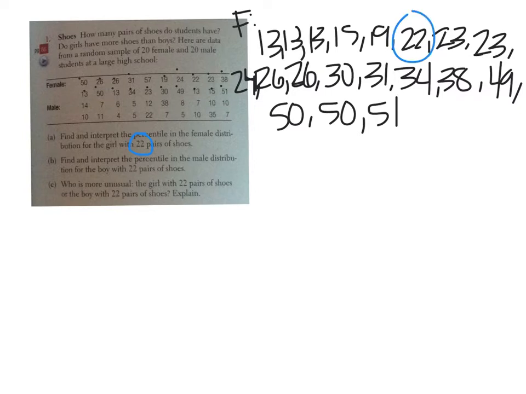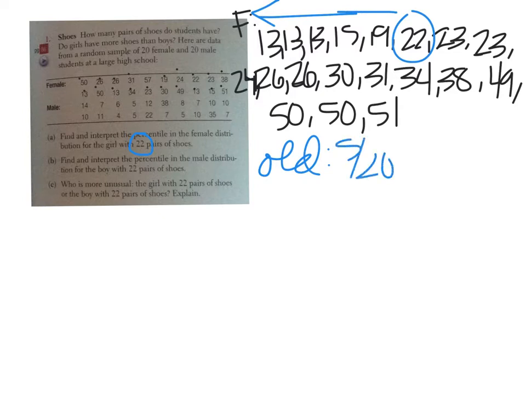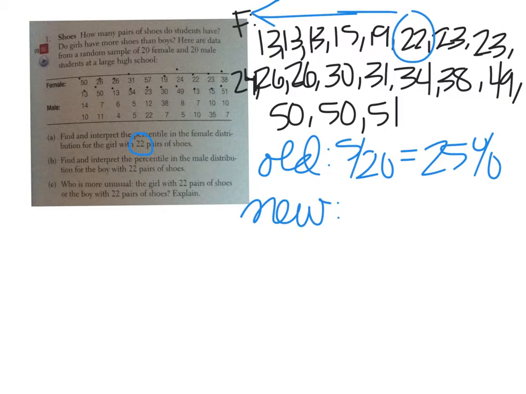It depends on if we're using the old definition or the new definition of percentile. The old definition says it's the percent that are less than that number. 1, 2, 3, 4, 5. There are 5 that are less, so it would be 5 out of 20, which is exactly 25%. That's the old definition. If I go by the new definition, it says it's the percent that are less than or equal to, so I would include the 22. So it would be 6 out of 20, and that would give me 30% instead.